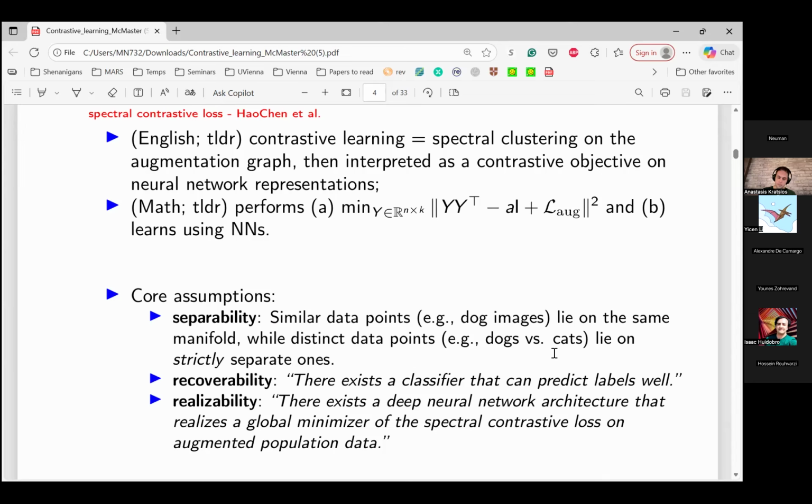The second assumption is recoverability. Recoverability just means that there exists a classifier that can predict labels well. For me, it just means that task A is possible. And the third one is realizability. Realizability means that there exists a deep neural network architecture that realizes a global minimizer of the spectral contrastive loss on the augmented population data. So mathematically, it just means that B can be done.